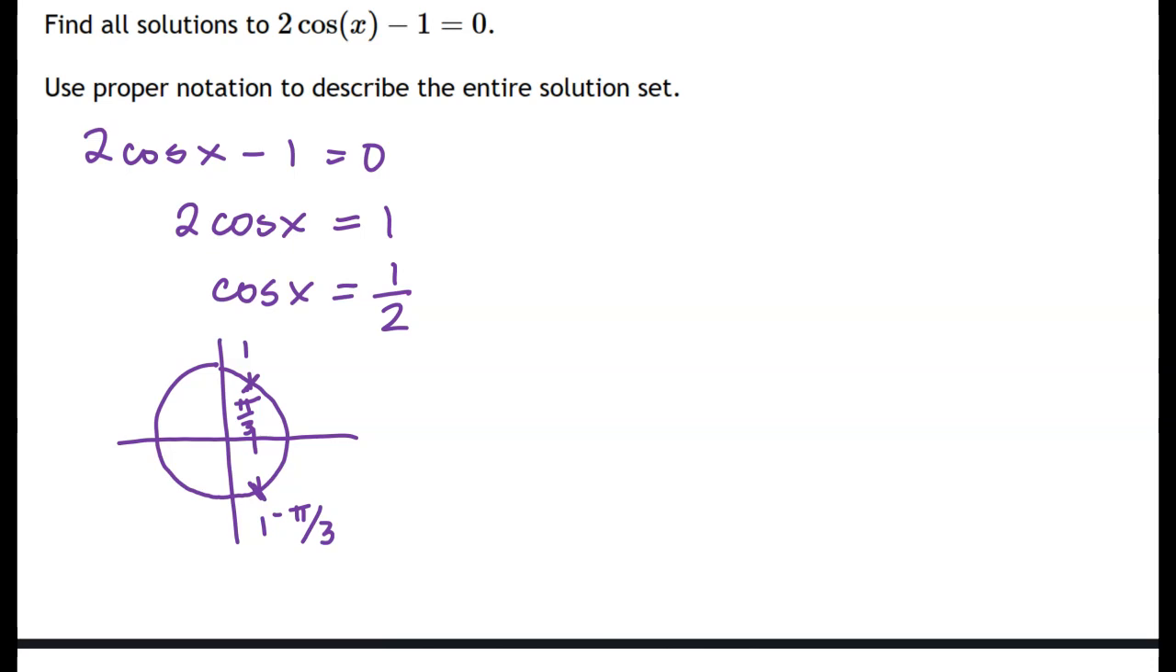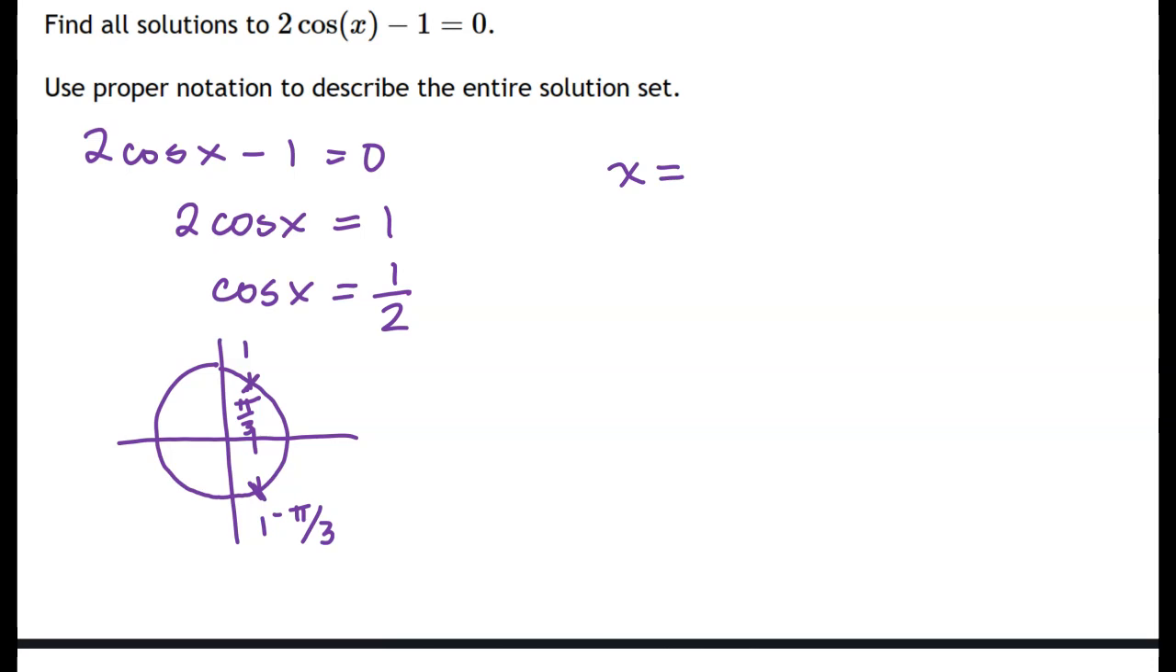So whatever your special value is, if it's sine, remember you're talking about y's. If it's cosine, you're talking about x's. Find those two locations, and then once you've got them, you just need to tack your period on.